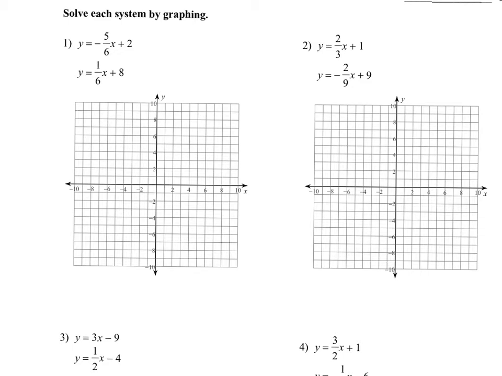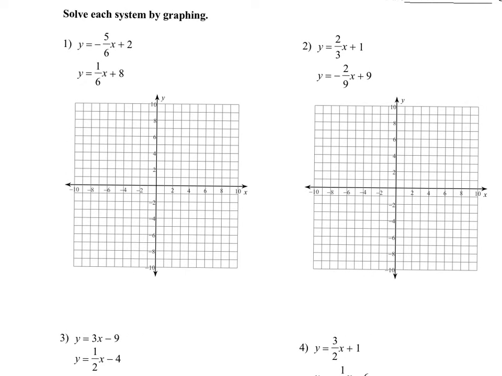So if we start off with number 1 here, our y-intercept for the first equation is 2, and our y-intercept for the second equation is 8. So I need to put a point at 2, and I need to put a point at 8. And then from there I use the slope. So here my slope is m equals -5 over 6. That means down 5 from my y-intercept to the right 6. Now, which y-intercept? The 2.